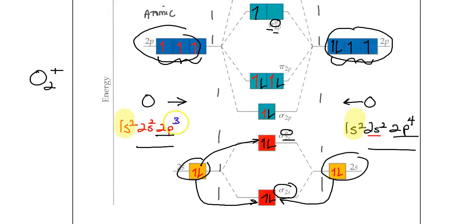I made this side lose one. You could have easily made it this one, and this one have 4. It would not matter, and you get the same diagram in the middle. That's what we're after. Now, what does the diagram in the middle tell me? Well, it tells me a couple different things.